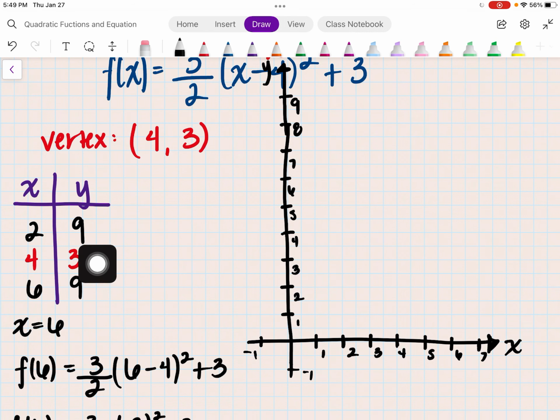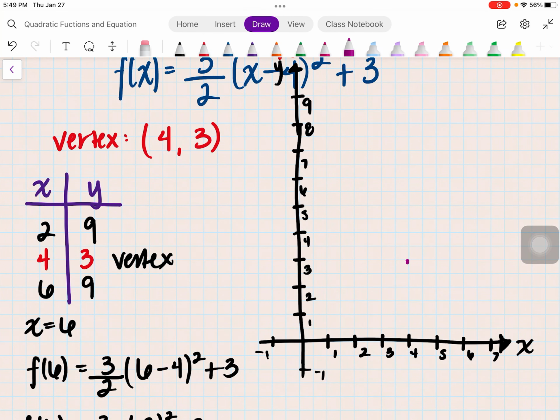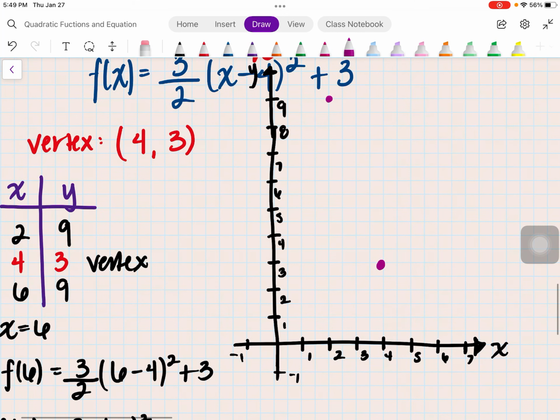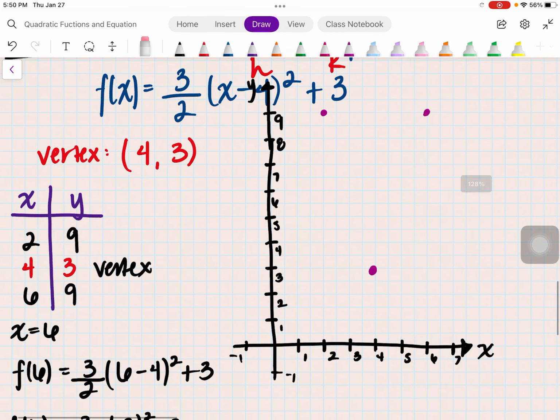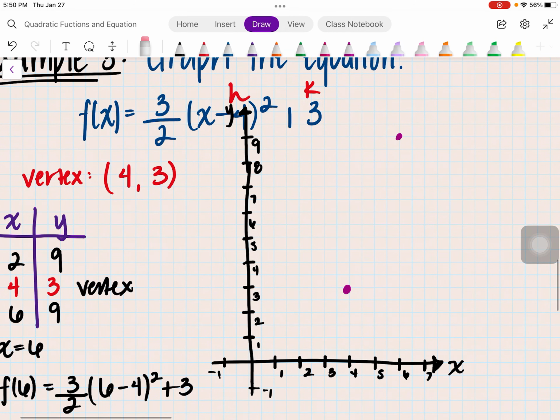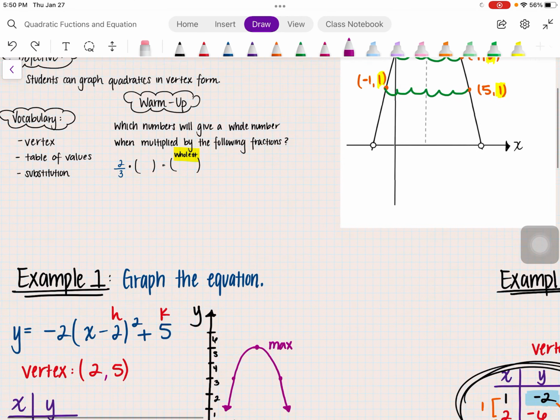So let's go ahead and plot our vertex, guys. Vertex is 4, 3. So let's go ahead and go to 4, 3. So 4 and 3 up, which is here. And then the other points are 2, 9, which is here. And then 6, 9, which is there. So let's go ahead and connect that, guys, and that would actually be our parabola there.